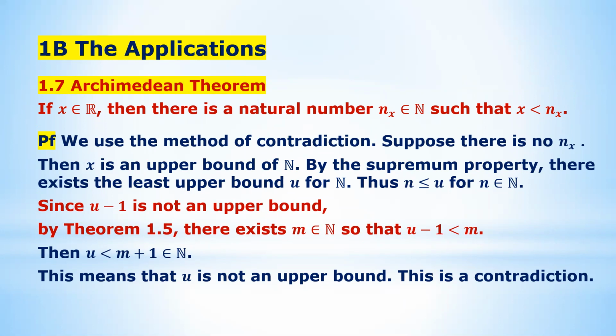Now, because of this, you move the minus 1 to the other side, and you get U less than M plus 1.